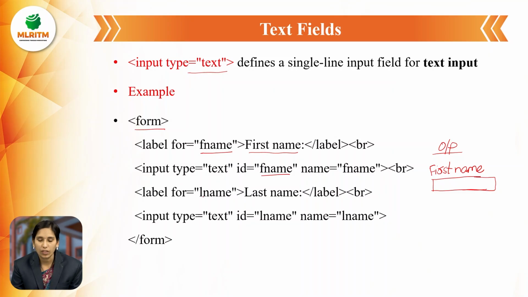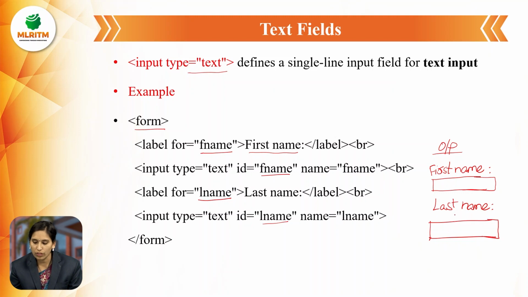The next label we are designing: label for lname. We are taking the label name as lname. Next, this is for Last Name. We are giving that name, Last Name, and it should be visible to the client. Then the text field we are creating: input type equals text, id is lname, and name equals lname. Here you have to give the data, whatever input the user wants to give.